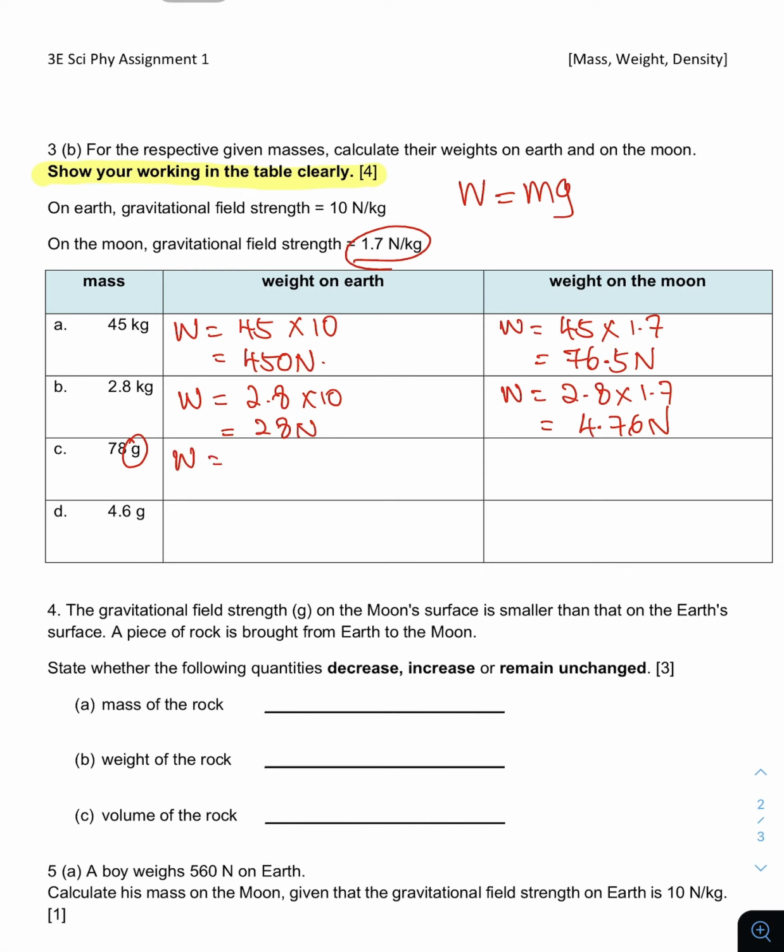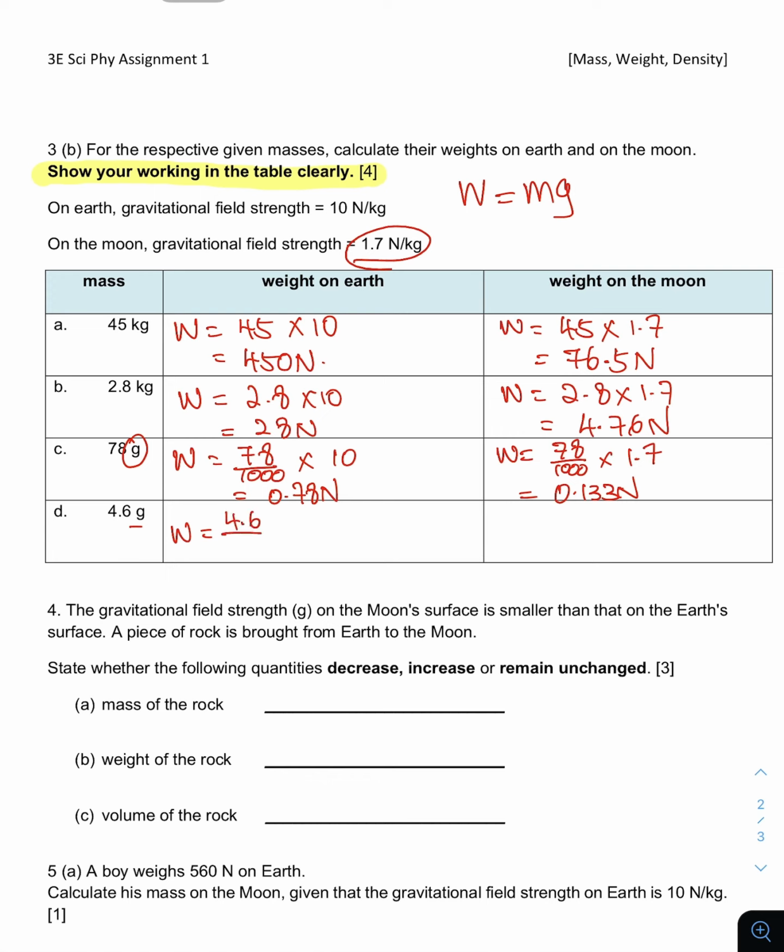Let's convert grams to kg. What do we do? We divide by 1000. Same, we're going to multiply by 10, which is the g. In this case, the answer will be 0.78 Newton. The same thing applies over here. 78 over 1000 straight away is converting my grams to kg. Multiplied by 1.7, be careful, not 10. I get 0.133 Newton.